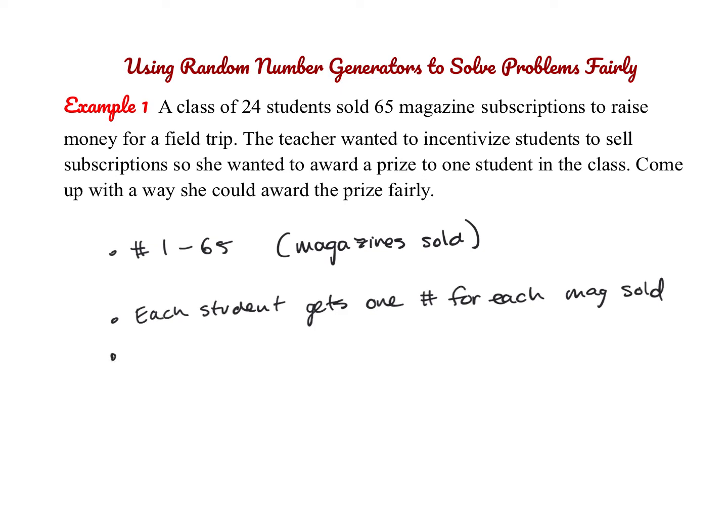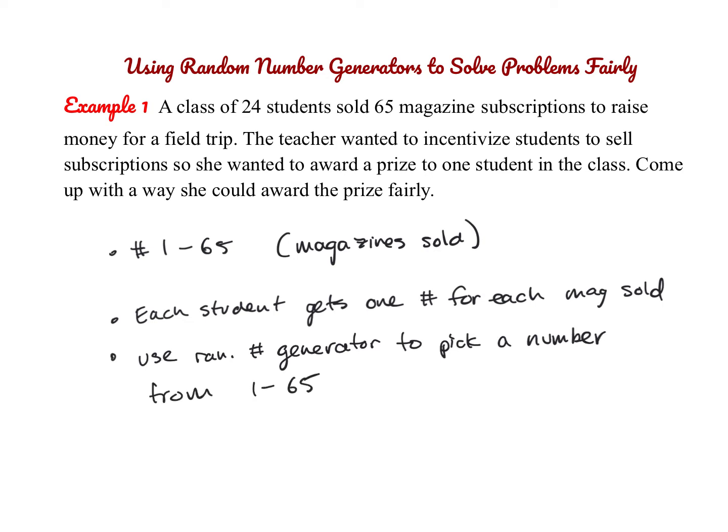And then at the end of the fundraiser, you would use a random number generator, which your graphing calculators can do, to pick a number from 1 to 65. So the idea here is that although some students may have more than 1 number because, again, they sold more than 1 magazine, each number has the same probability of getting picked from the random number generator, so we would still consider this to be a fair way of giving out the prize.